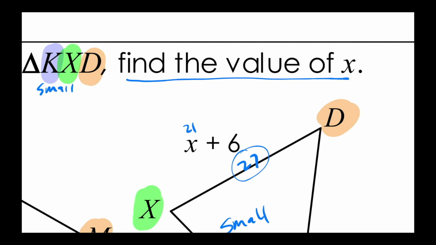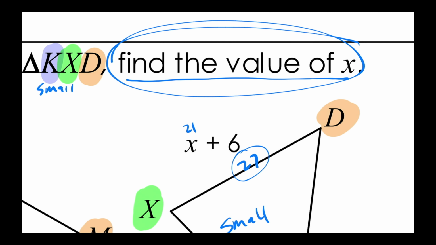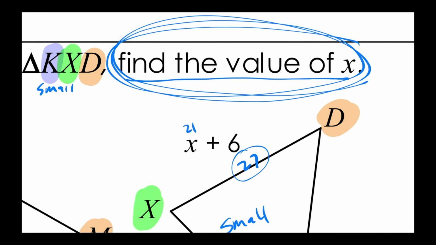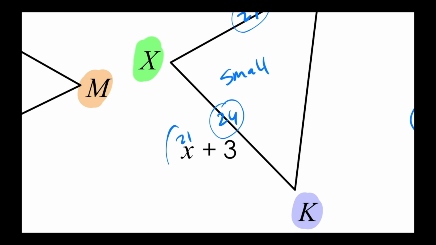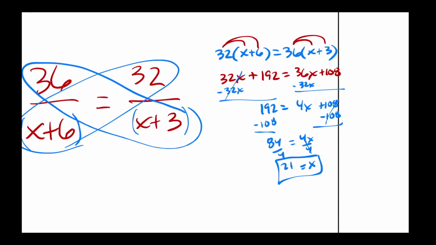So always look at the question, see what it's asking for. Once you find the variable, look at the question and see what it's asking for. Is it asking for X, or is it asking for the side? If it was asking for the side, I'd have to put the X in here to find the side. Does that make sense? Okay. So that's it. We are going to practice this tomorrow. That's how you find side lengths using proportions of similar triangles.